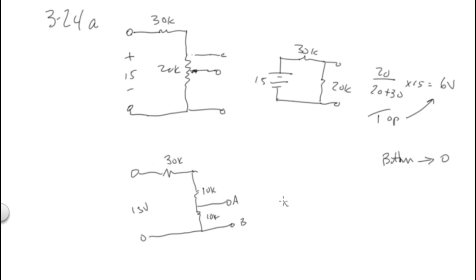So VAB is equal to 10 over 10 plus 10 plus 30 times 15. So it is 10 over 50 times 15, or what? 10 divided by 50 times 15, or 3 volts. So that gives you a little bit of an idea about how these work.